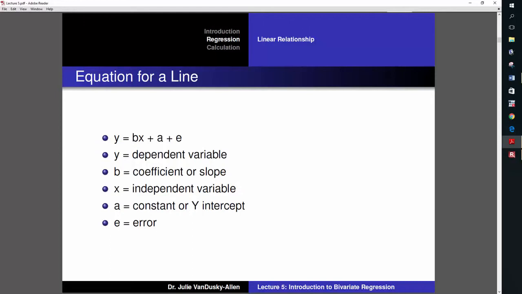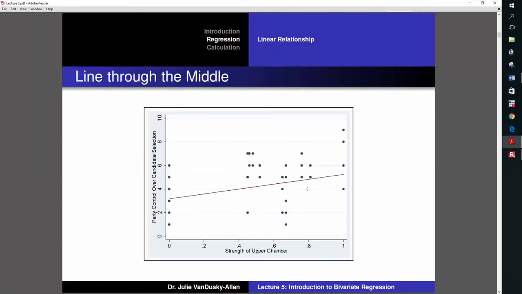You will calculate a similar equation for bivariate regression. However, we will make a few modifications. First, we will refer to our y as the dependent variable. We will refer to b, the slope, as the coefficient. We will refer to x as the independent variable. We will refer to a, the y-intercept, as our constant, and we will include an error term in our models. The error just tells us how far the individual observations deviate from this line.